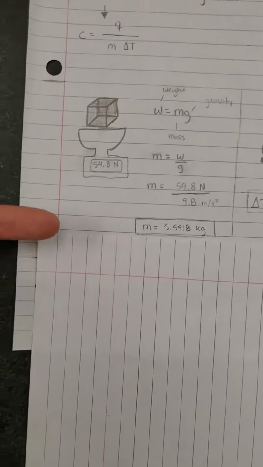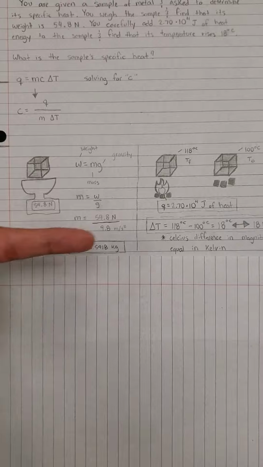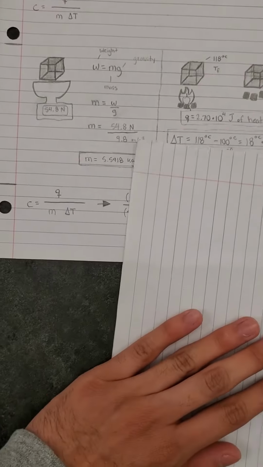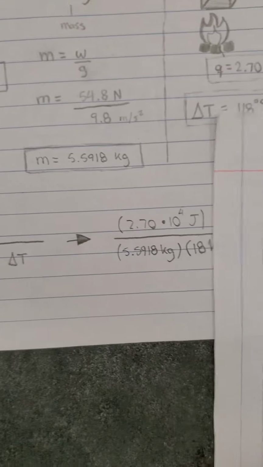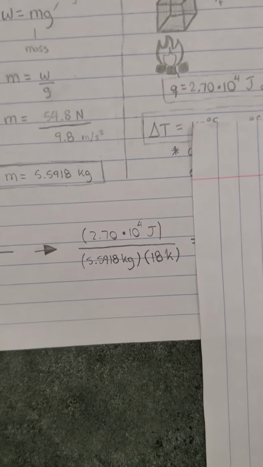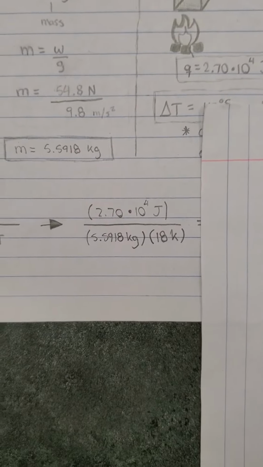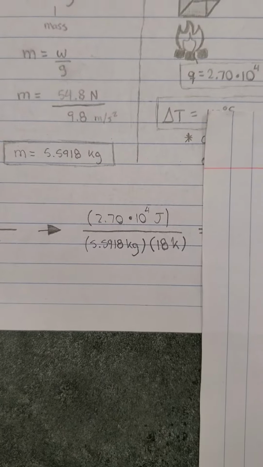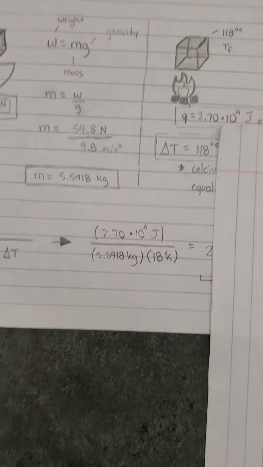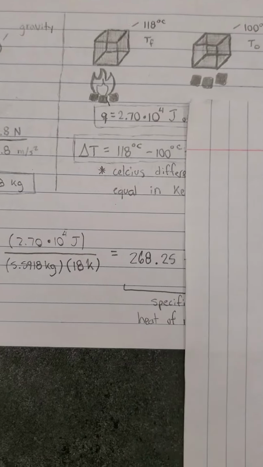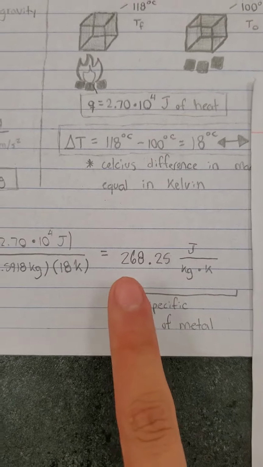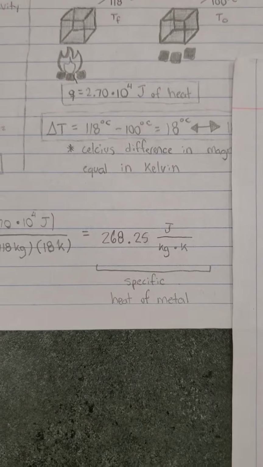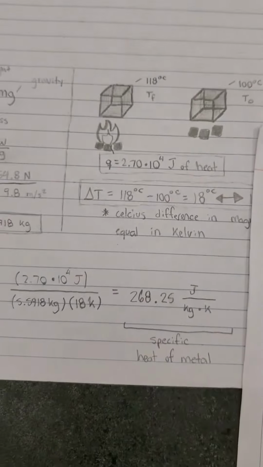Then we use the values that we were given and that we have solved for, and you plug into the formula. You should get 2.70 times 10 to the fourth joules of heat over 5.5918 kilograms times 18 Kelvin. And our final answer for the specific heat should be 268.25 joules per kilogram Kelvin. That is our specific heat.